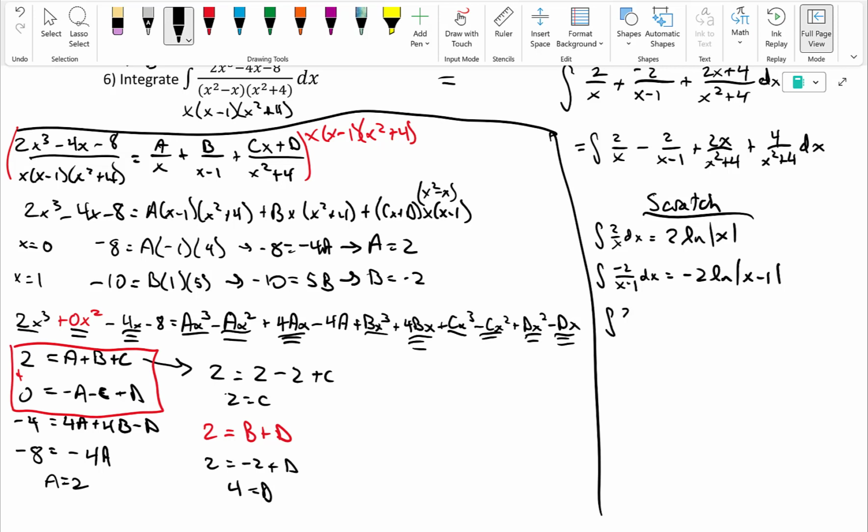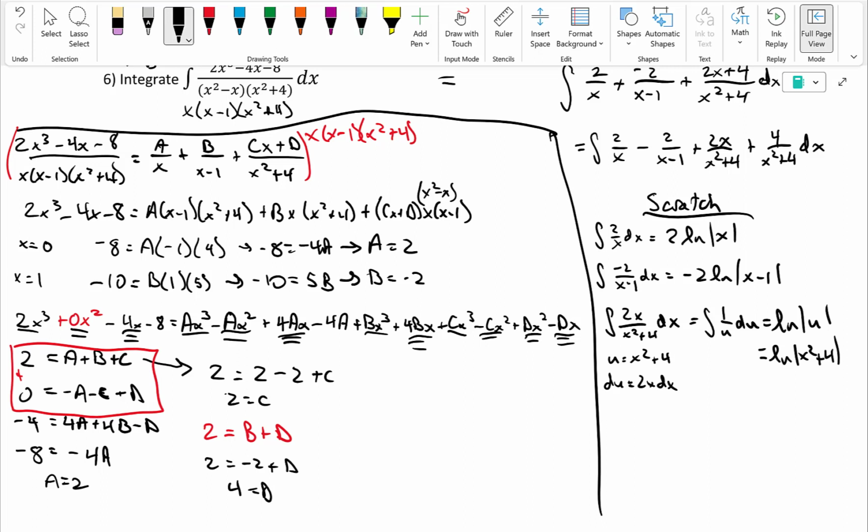The integral of 2x over x squared plus 4 is a nice u sub, but we can write it out. u equals x squared plus 4. du equals 2x dx, right, that whole numerator. So this is just the integral of 1 over u du, or natural log u, which is natural log of x squared plus 4. And the last one's just an arctan. If you practice with them, you'll get used to it.